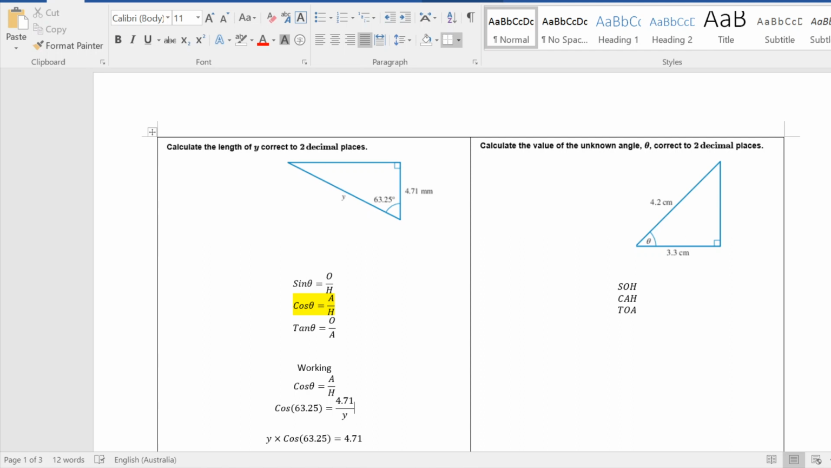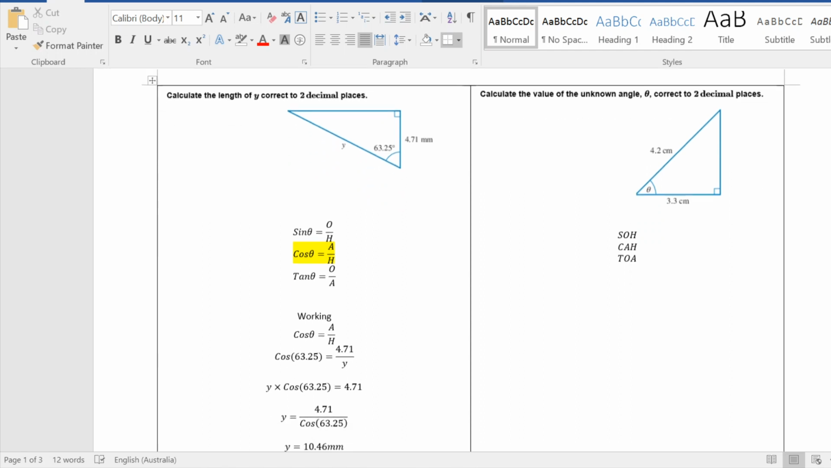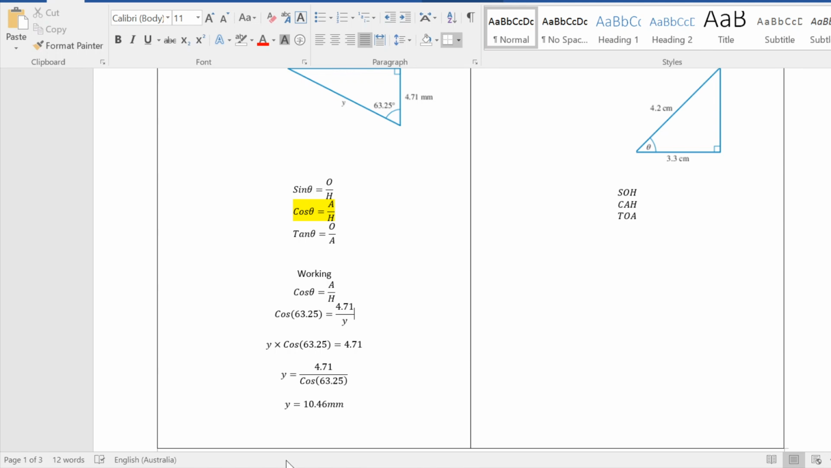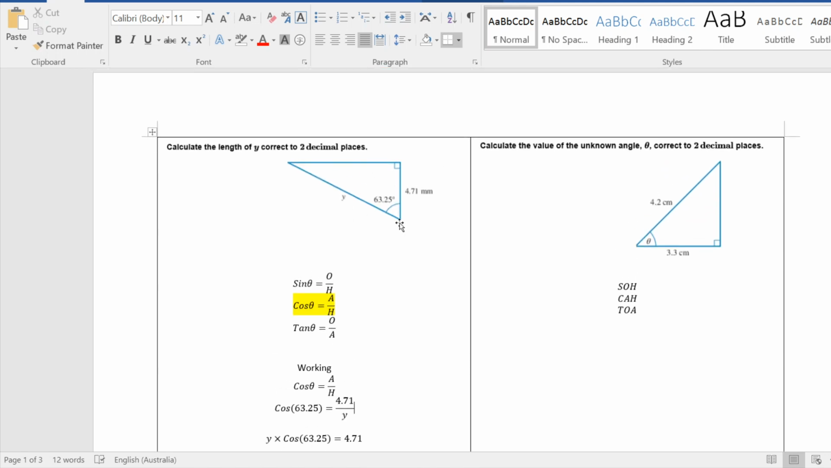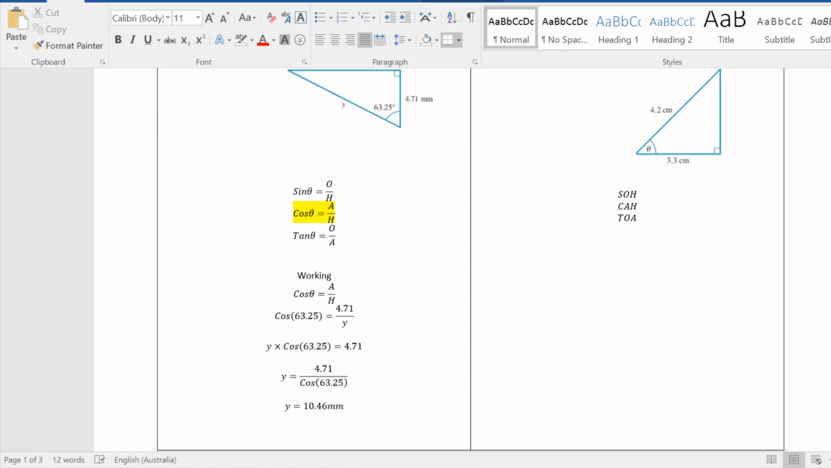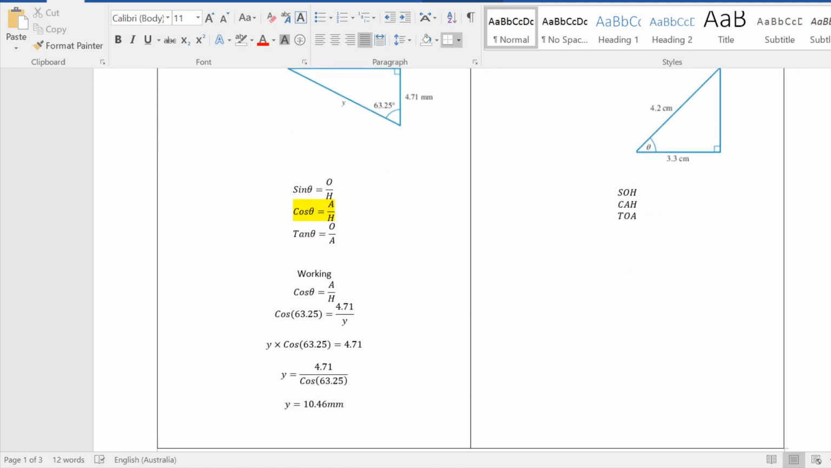Now, for argument's sake, if you rearranged it correctly and got an answer of less than 4.71, you know you've made a mistake. Our answer of 10.46, as you can see here, is higher than our adjacent. So it sticks true mathematically that the hypotenuse is the longest side of the triangle, making this answer correct. Okay, so there's our answer for that one. The value of y there is 10.46 millimeters.